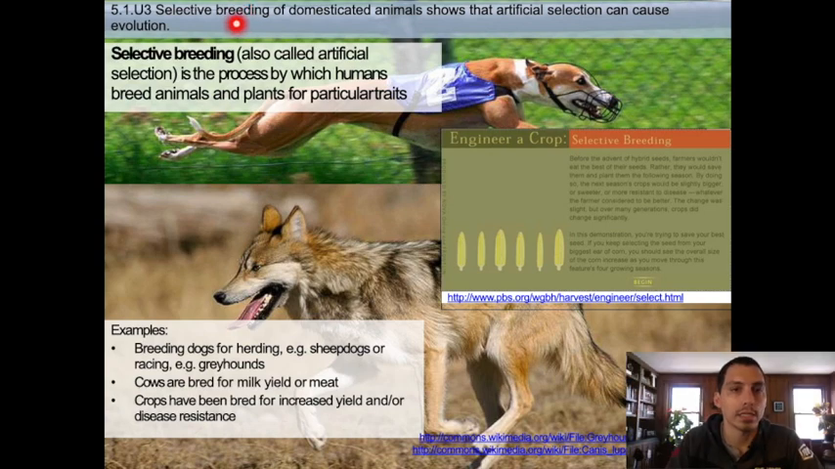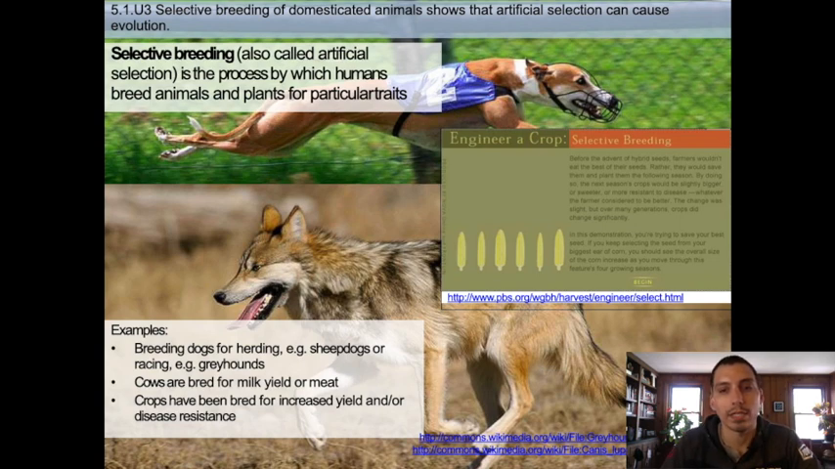So understanding 3, selective breeding of domesticated animals shows that artificial selection can cause evolution. So we need to start as always with defining our problem. So selective breeding, what is it? Well, selective breeding is the process by which humans breed animals and plants for particular traits.